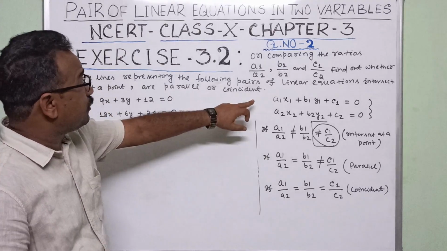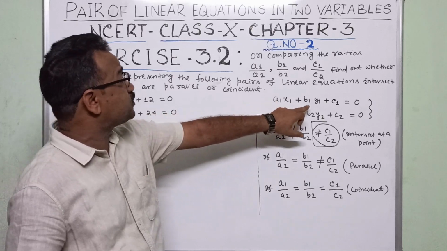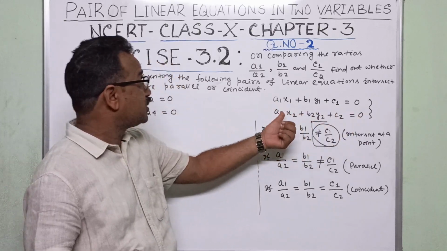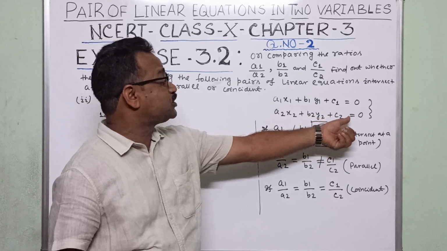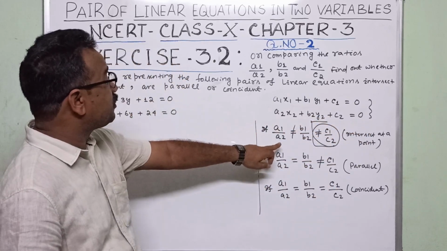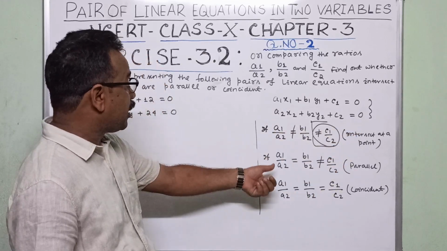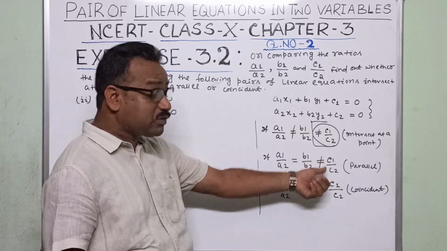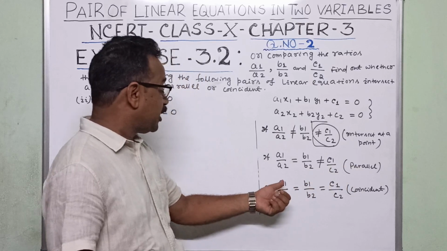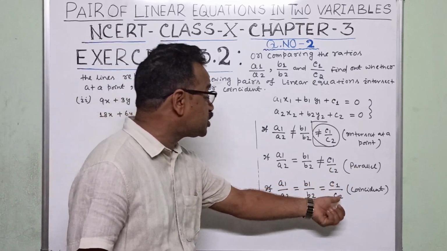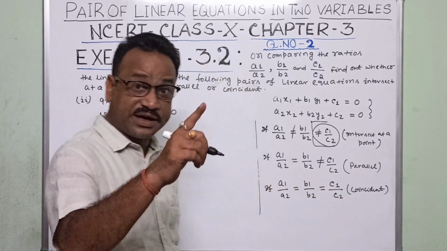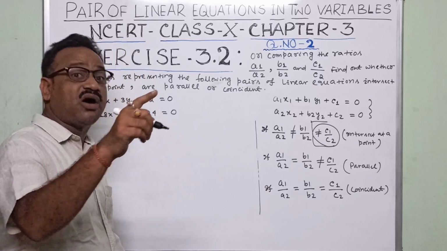Now move on to part two. In part one I already told you the general form: a1 x plus b1 y plus c1 is equal to 0, a2 x plus b2 y plus c2 is equal to 0. If a1 by a2 is not equal to b1 by b2, intersecting. If a1 by a2 is equal to b1 by b2 not equal to c1 by c2, parallel. If a1 by a2 is equal to b1 by b2 is equal to c1 by c2, coincident. Recall it again and again. I am telling you, recall it.